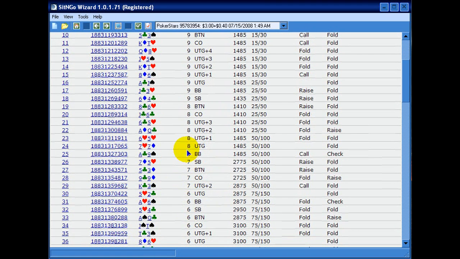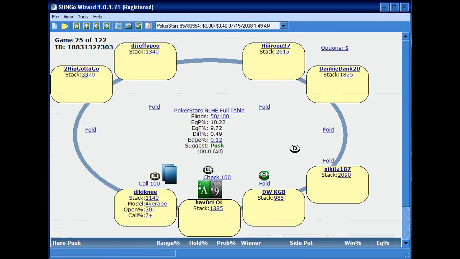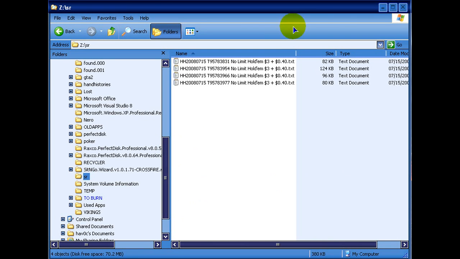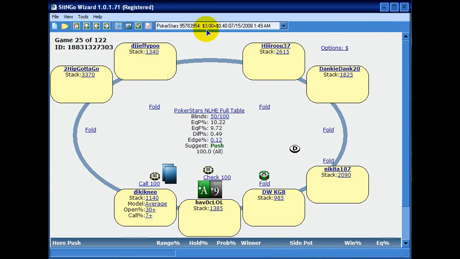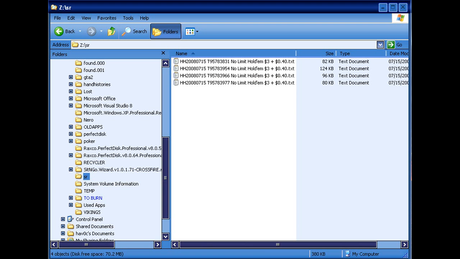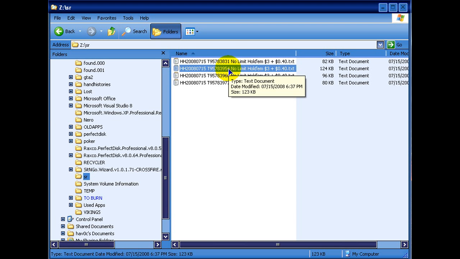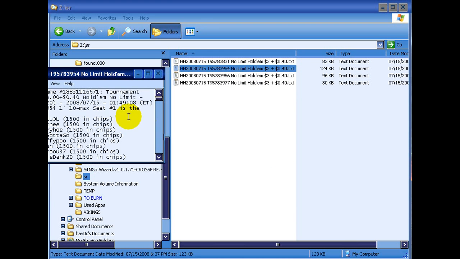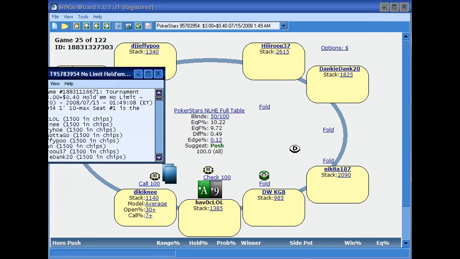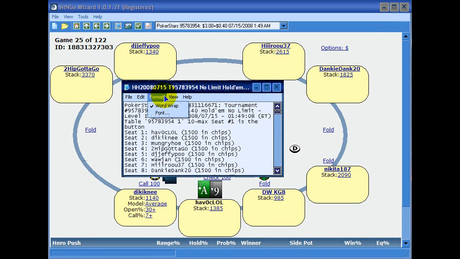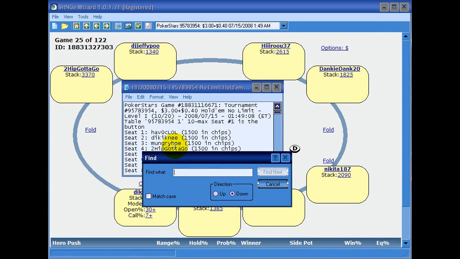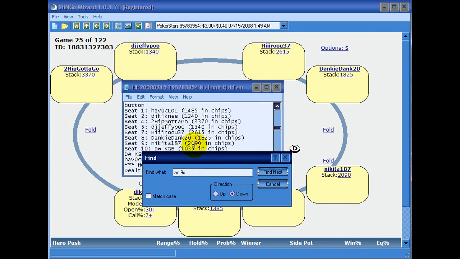Afterwards, there are not so many interesting spots. Again, 9s here. Okay, Ace 9 offsuit on the button. We'll have a look at this, and this is tournament 954. So you see, last 3 digits, 954 here. We can just open it up, and we can see our suits here, ace of clubs and 9 of spades. So if we just go find AC 9S, we can very quickly skip to our hand.